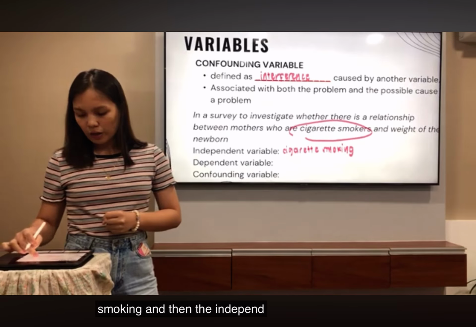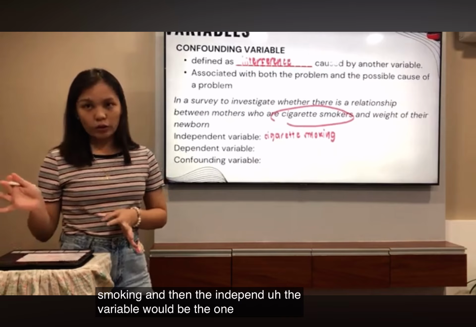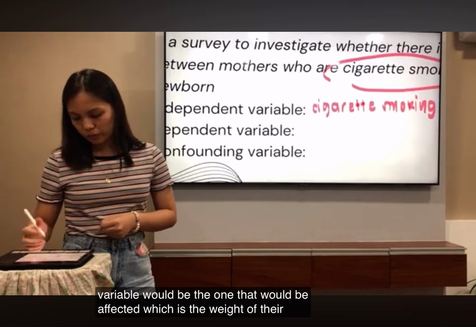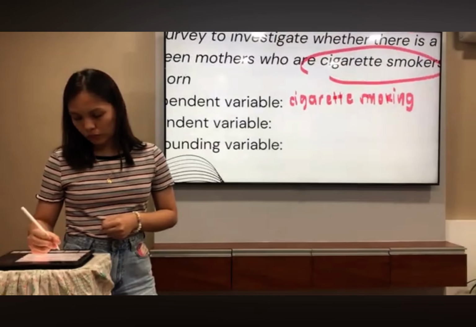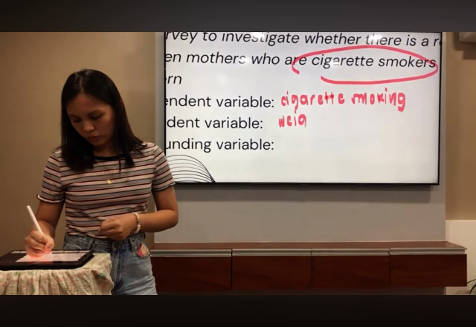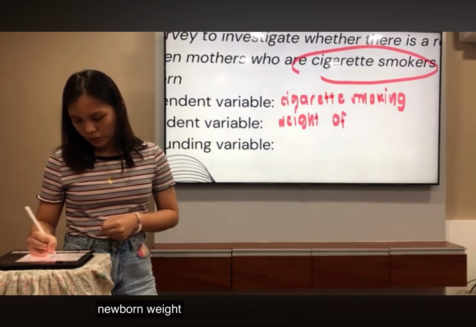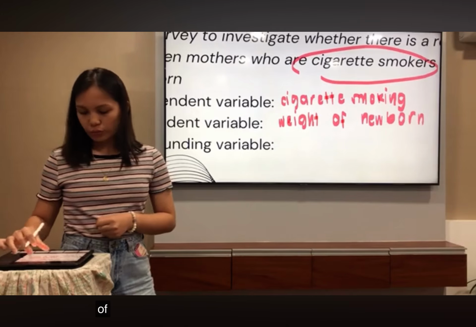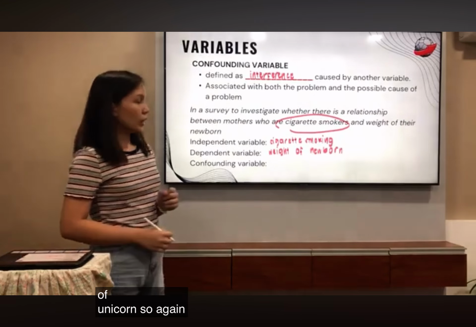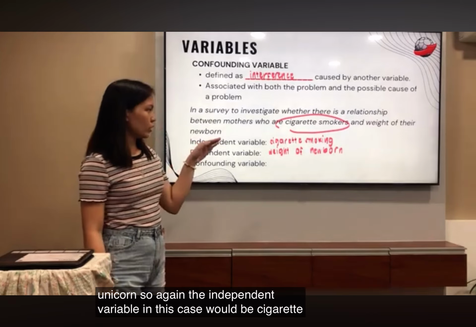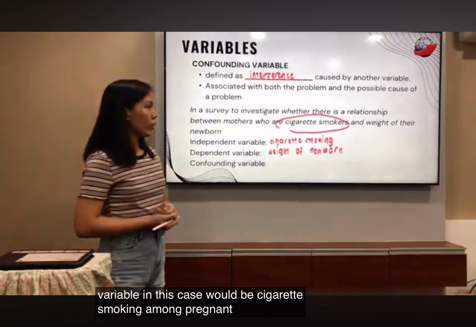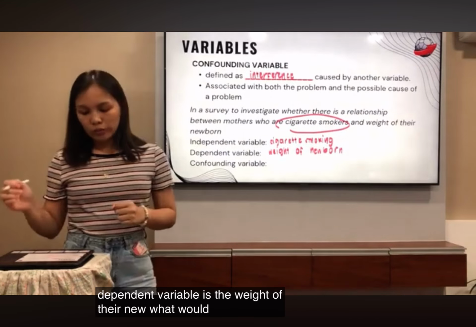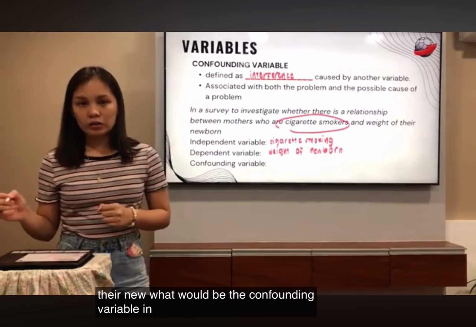And then the dependent variable would be the one that would be affected, which is the weight of their newborn. So again, the independent variable in this case would be cigarette smoking among pregnant mothers, and the dependent variable is the weight of their newborn. Now, what would be the confounding variable in this situation?